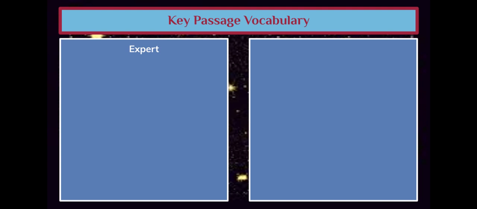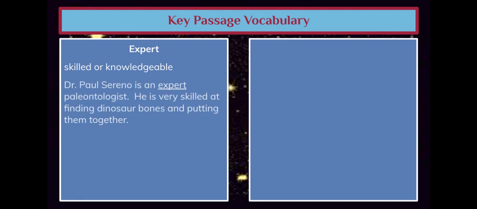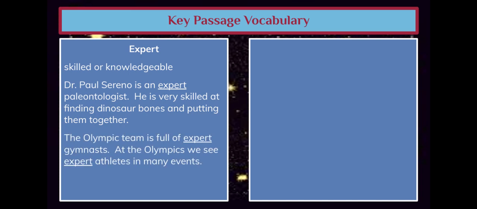Let's read the next word together. Expert. Expert means skilled or knowledgeable. If someone is skilled or knowledgeable about something, what would we use to describe her? Dr. Paul Sereno is an expert paleontologist. He is very skilled at finding dinosaur bones and putting them together. The Olympic team is full of expert gymnasts. At the Olympics, we see expert athletes in many events. Even though my mom isn't a professional, she is an expert chef.